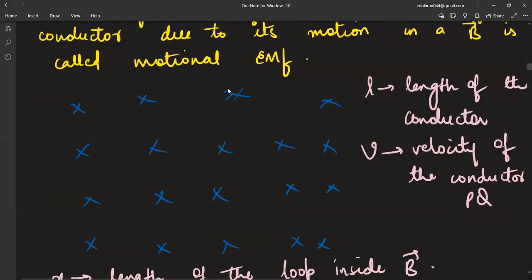See, motional EMF, the concept is very easy. It's just that you have to remember a very small derivation. The derivation is small, but it comes a lot in the questions. So let's just discuss it.